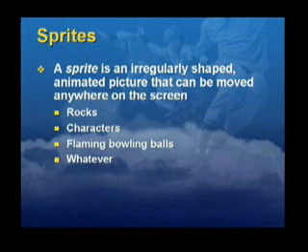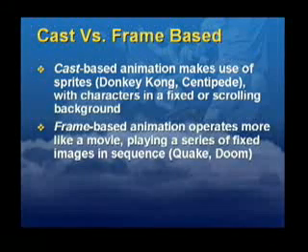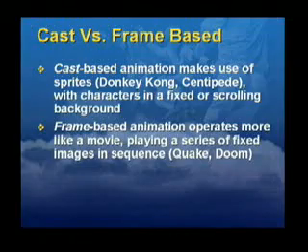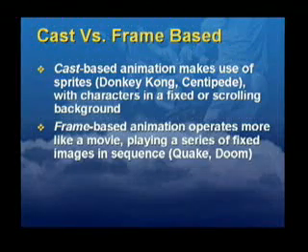So there are two kinds of animation. A sprite-based engine is a cast-based animation because you have a fixed or scrolling background. You can think of it as a canvas or a painting on which little things move about, as opposed to a frame-based animation like Doom, where the entire frame changes from scene to scene. It's like a movie or a flip book. That second type of animation is a little more difficult to do.